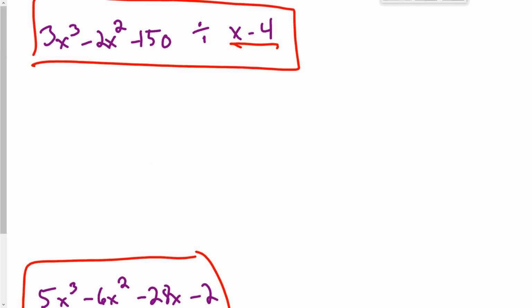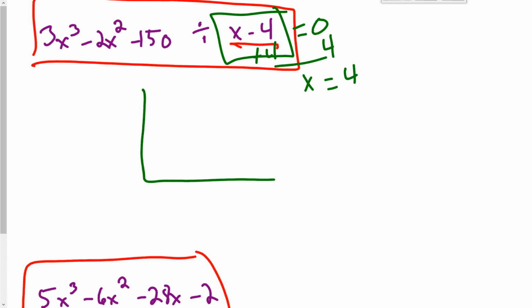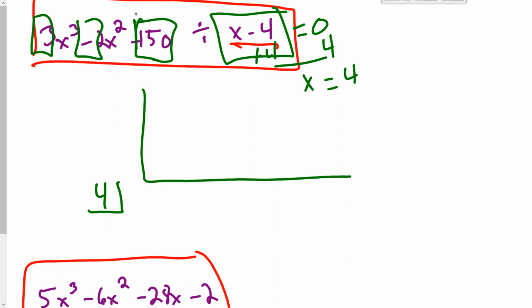So let's go ahead and do one of these. Basically what you're going to do is take that divisor, what you're dividing by, and set it equal to 0, okay? And you're going to solve for x, right? So I'm going to add 4 to both sides, I get x equals 4. And then you're going to do this little framework here, okay? And you're going to put that 4 down here. And then you're going to put the coefficients in order, I think that's negative 150? Okay, we'll go with negative 150, I guess. It might not be right, but we can still do it, okay?